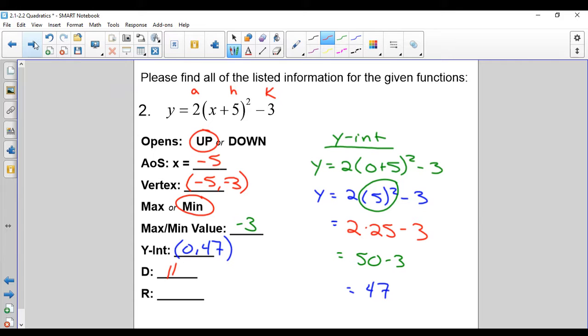Domain, all real numbers, nothing to think about there. Range, it opens up, y value of the vertex, so it's -3 to infinity. Or you can think of your minimum value, y value of the vertex as well, up to infinity in this case.